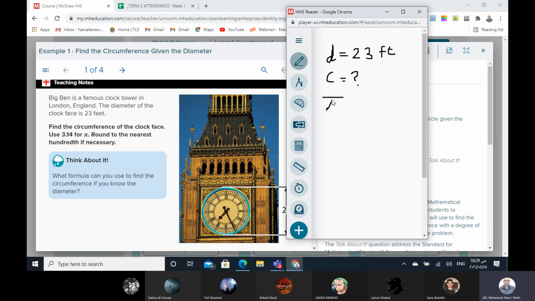The value for pi is always about 3.14. Now I have the information here. I have the value of the diameter and I know the value of pi. I want to find the missing value, the circumference. When I have D, I will use the formula C equals pi times D. C means circumference, D means the diameter, and pi is the fixed ratio between circumference and diameter.